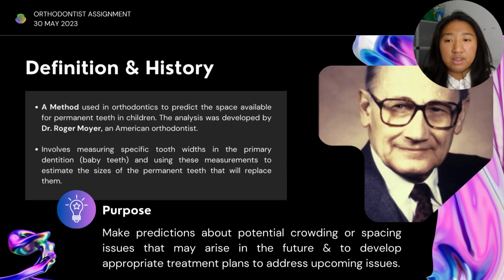Moyer's mixed dentition analysis, by definition and history, is a method used in orthodontics to predict the space available for permanent teeth in children. The analysis was developed by Dr. Roger Moyer, an American orthodontist, who you can see in the figure on the right side. It involves measuring specific tooth widths in the primary dentition, or baby teeth, and using this measurement to estimate the size of the permanent teeth that will eventually replace them.